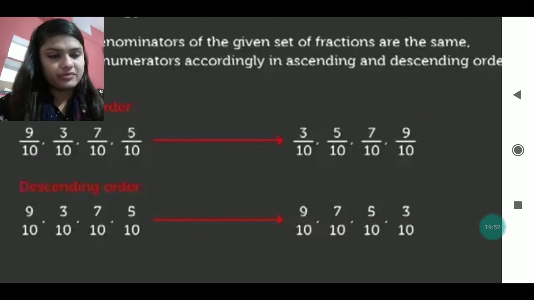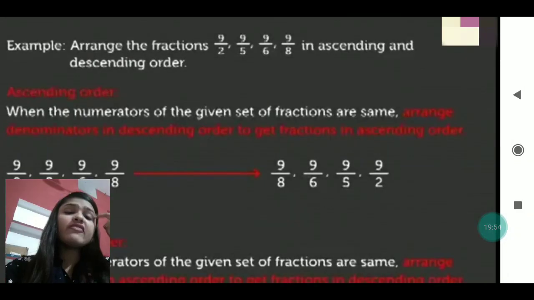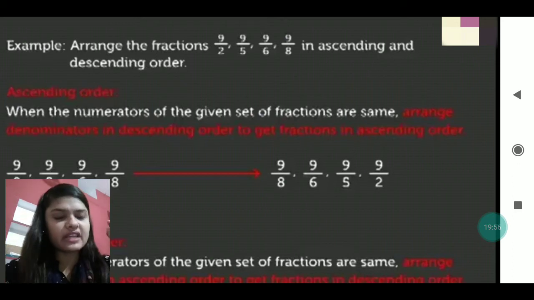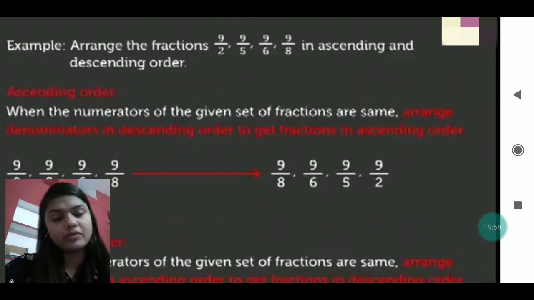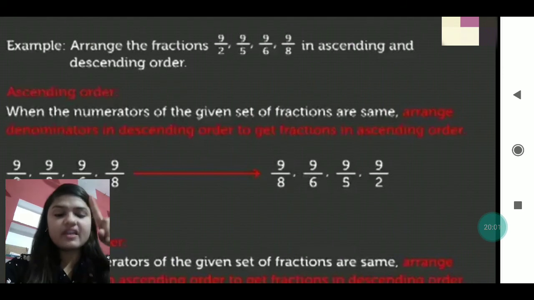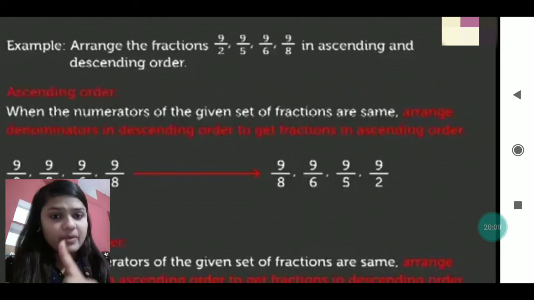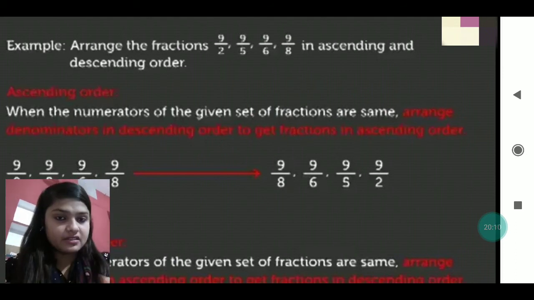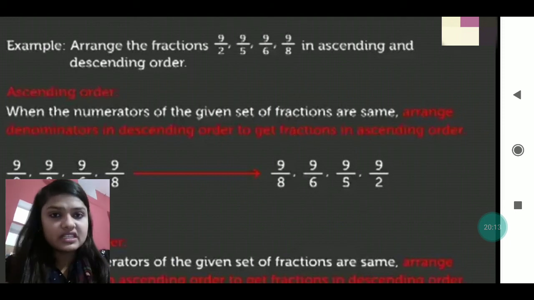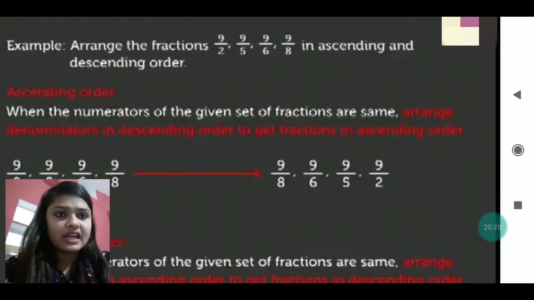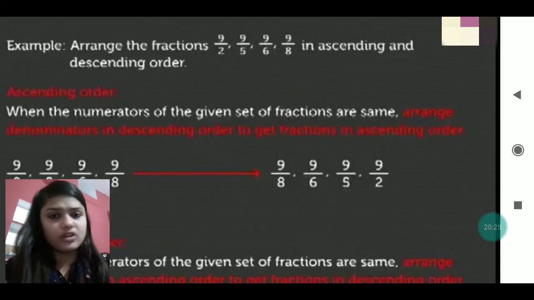But what if, my dear, the numerators will be same and denominators are different? Comparison, we have learned now that if numerators are same, the smaller number will become the greatest. Okay, so just see, arrange the numbers: it is given 9 by 2, 9 by 5, 9 by 6 and 9 by 8. You have to arrange in ascending as well as descending order, both you have to do in this.